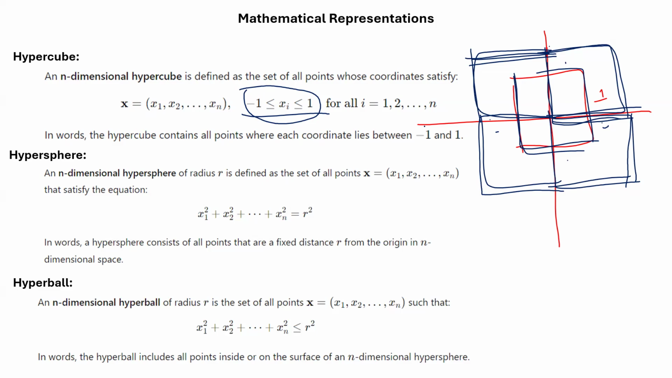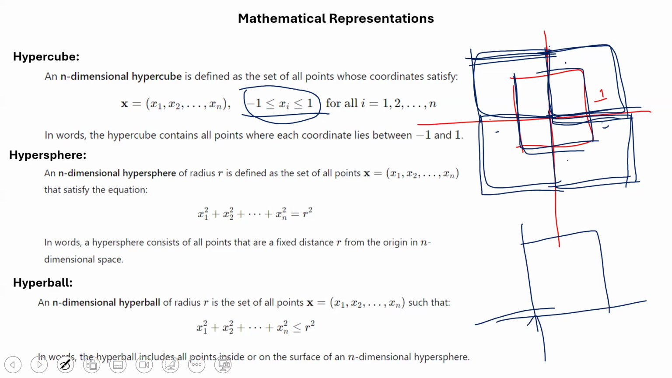Is this clear for you? I'll put forward another example, a simple example to show you. If I take this cube, what are the points? This becomes 0 comma 0, right? This becomes 1 comma 0, right? This becomes 1 comma 0, and this becomes 0 comma 1. So in this case, 0 is less than xi is less than 1, right?